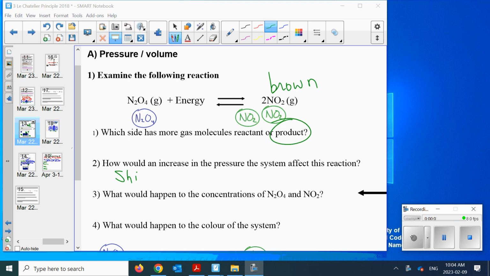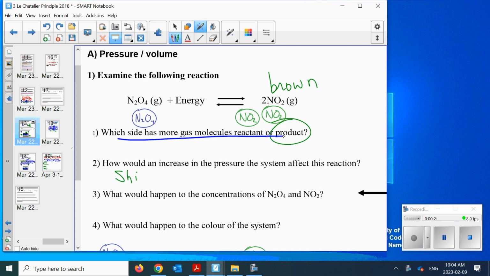We are partway through this reaction with N2O4 and NO2, and I'll just re-explain something. First question was, which side has more gas molecules, reactant or product? We look at the balance numbers. That's what we're asking. 2 particles versus 1. That's why we say the product. We just went over a demonstration about how an increase in pressure would shift the reaction to the side that takes up less space.